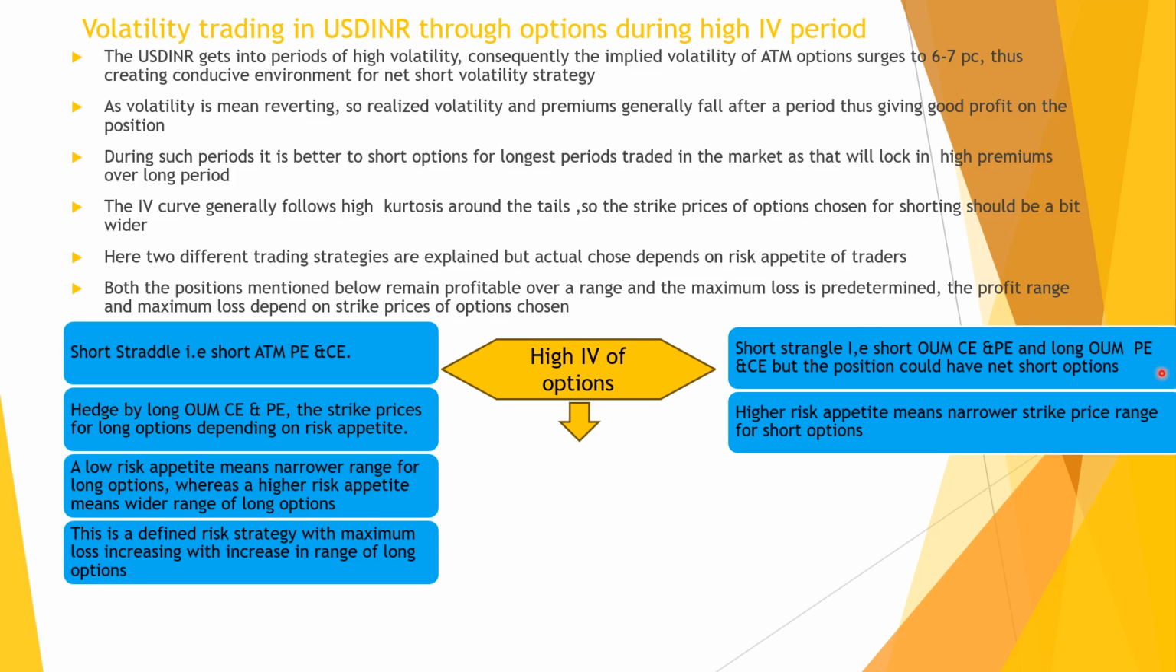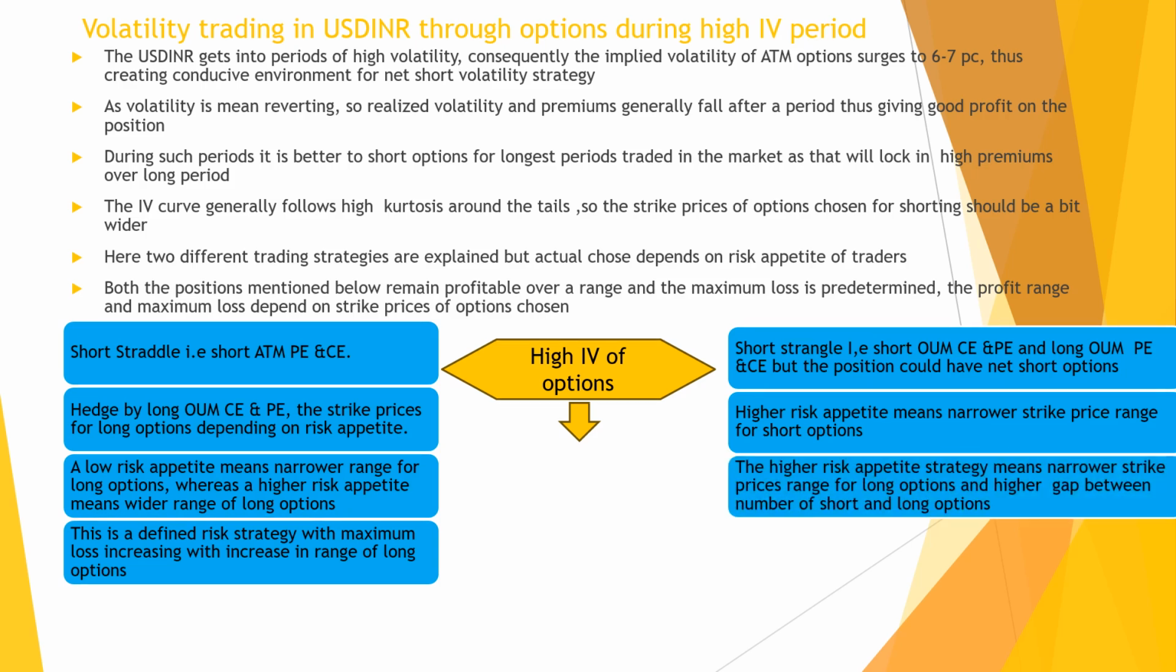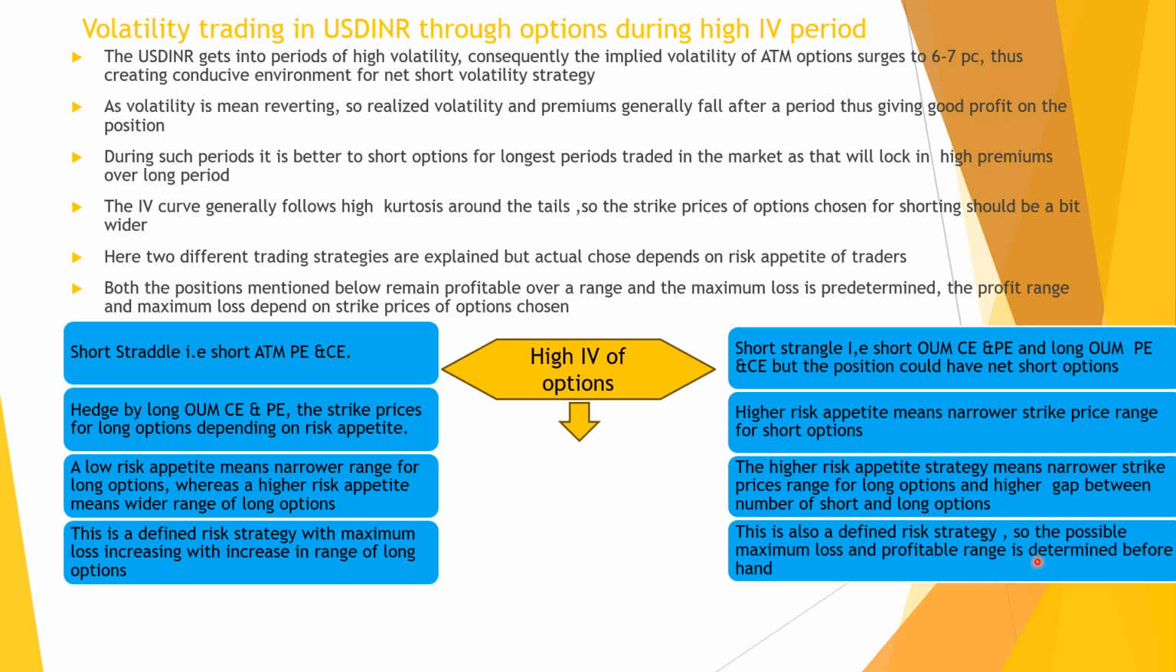Now let's examine the second strategy, which is the short strangle, that is short out of money call and put option and long out of money put and call options, but the position could have net short options. That is, the strike prices of the long options chosen are wider than the short options. Now, higher risk appetite means narrower strike price range for the short options. The higher risk appetite strategy means narrower strike price range for long options and higher gap between the number of short and long options. This is a defined risk strategy, so the possible maximum loss and profitable range is determined beforehand.